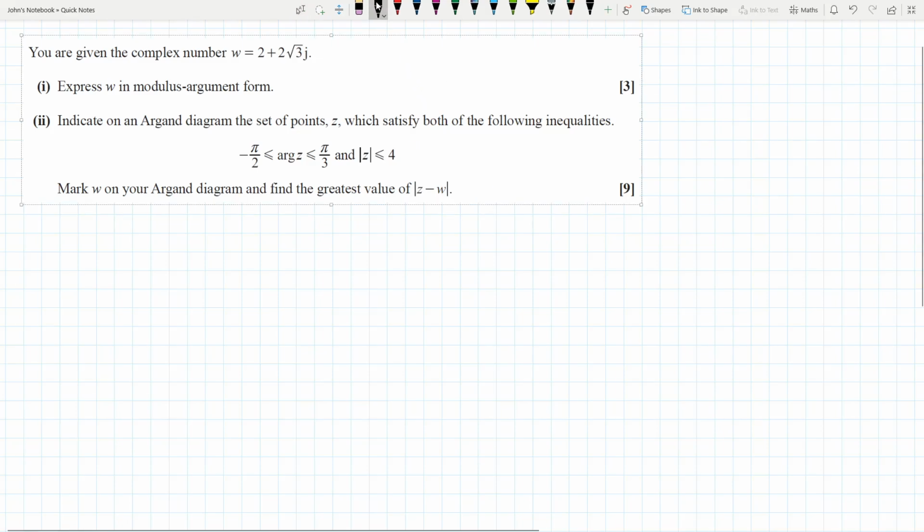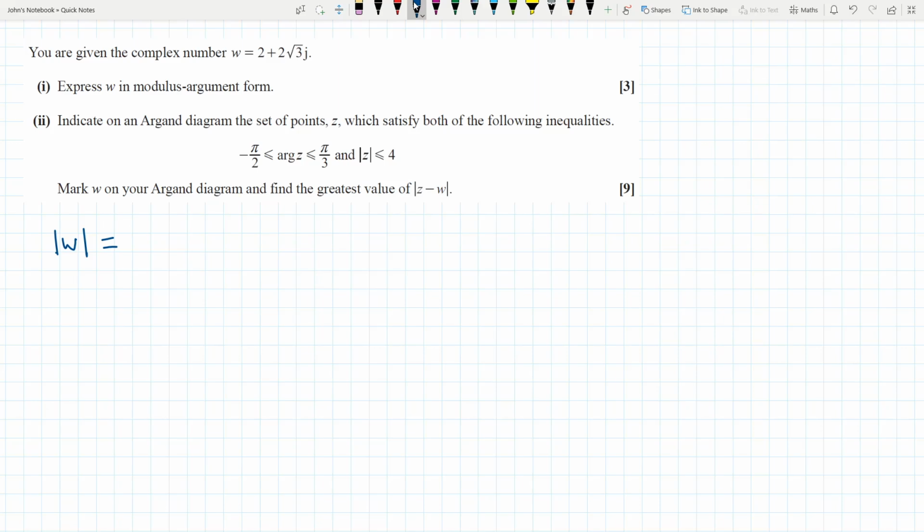Okay, let's have a go at this question. First thing that we're going to do is to find the modulus and the argument of w. So firstly, let's find the modulus of w. So that's going to be as if we are using Pythagoras.